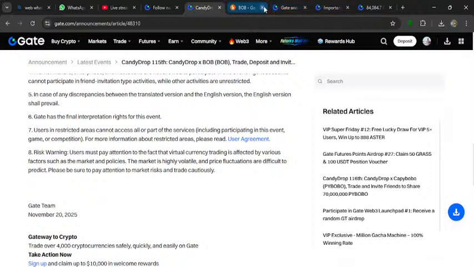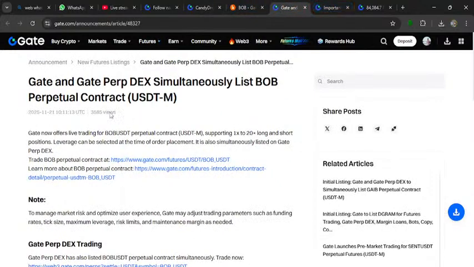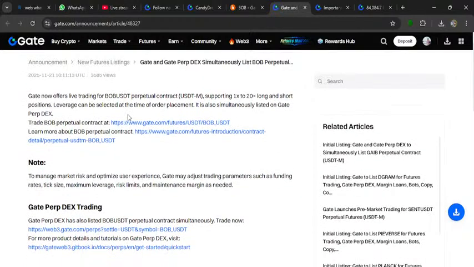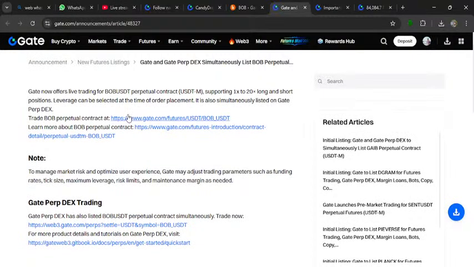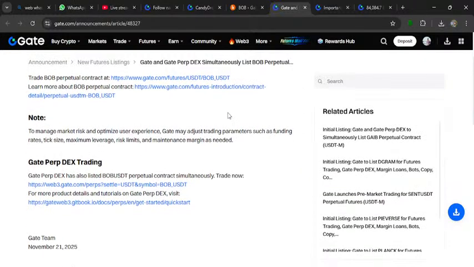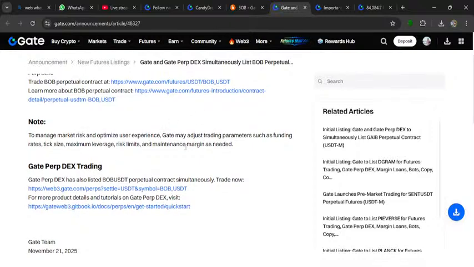Let's go to this token's other information. Gate and Gate Pro also listed the BOB perpetual contract USDT, and Gate now offers the live trading for the BOB USDT perpetual contract and supports 1x to 20x long and short position leverage, and selected times of placement. It is similarly listed on Gate DEX. Note that to manage market risk and optimize user experience, Gate may adjust trading parameters such as the funding rate, tick size, maximum leverage, risk limit, and maintenance margin as needed.